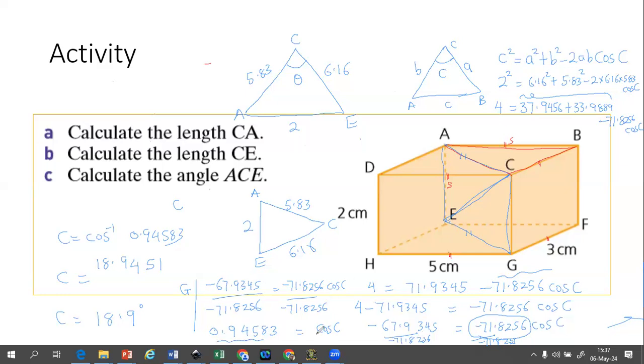Like when we reach this point, we divide through on both sides. You divide this side by negative 71.8256, and this side by negative 71.8256. When you divide the two, we end up with this is equal to cosine. After this point, we go to our calculators. Since we are interested in removing the cos, removing it means getting the inverse. So we end up with that.